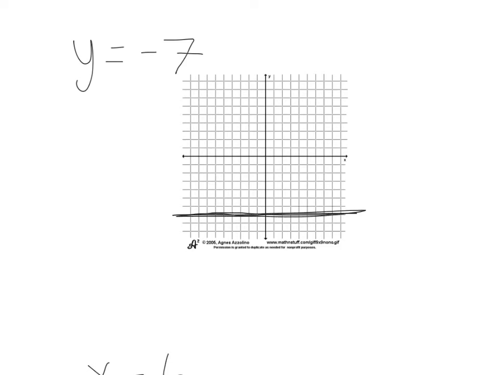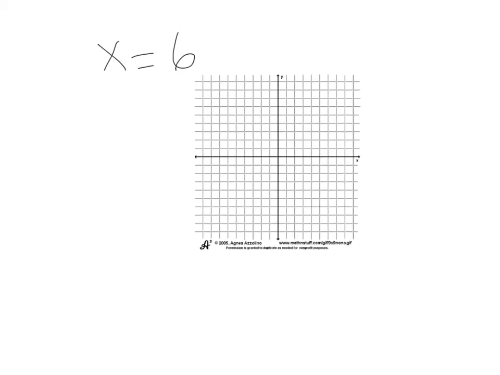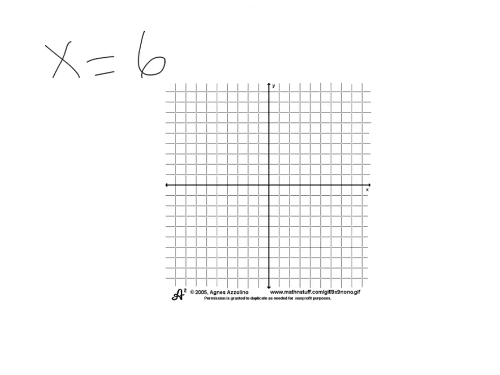This is the line y equals -7. It is a horizontal line at -7. Now you may have been able to make the guess, x equals 6. What is a line of x equals 6 going to look like?